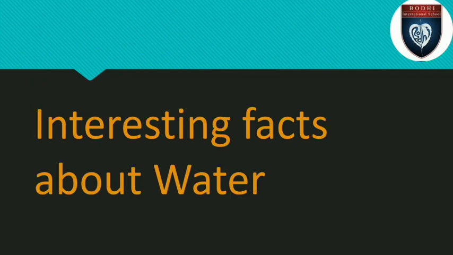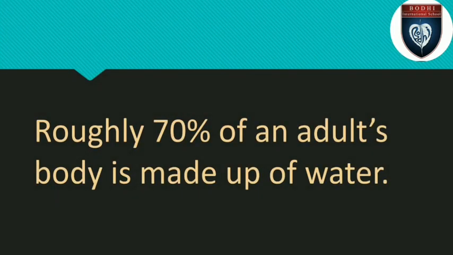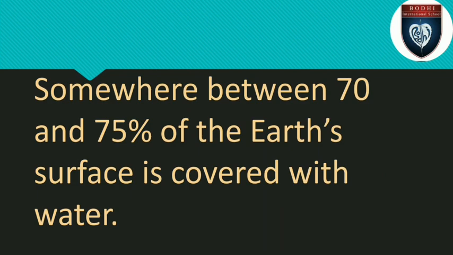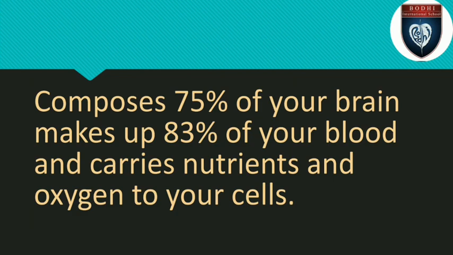Now let us see some interesting facts about water. Roughly 70% of an adult's body is made up of water. Somewhere between 70 and 75% of the earth's surface is covered with water. Water composes 75% of your brain, makes up 83% of your blood, and carries nutrients and oxygen to your cells.